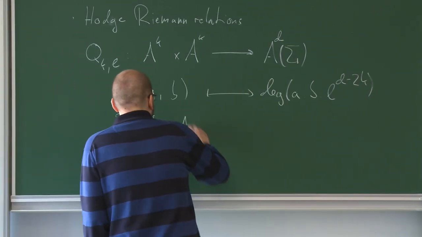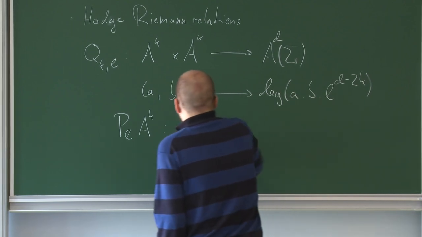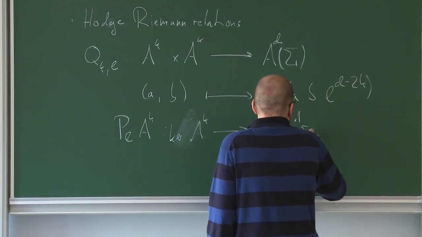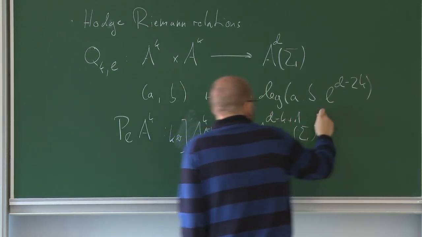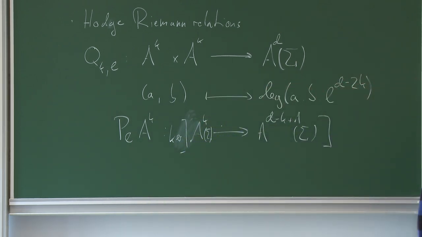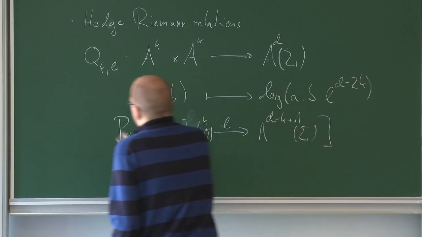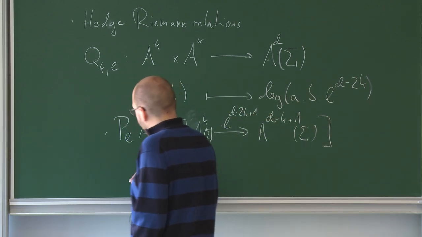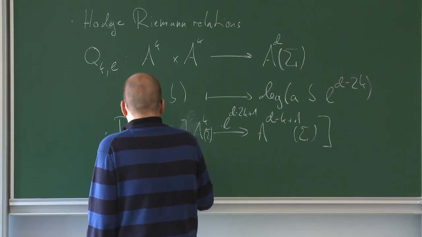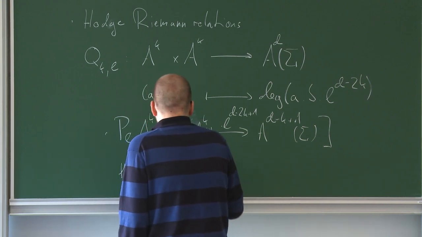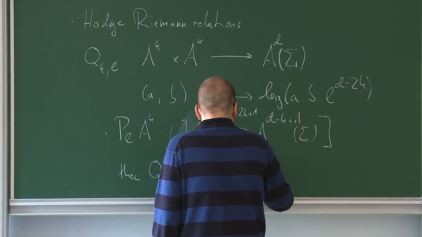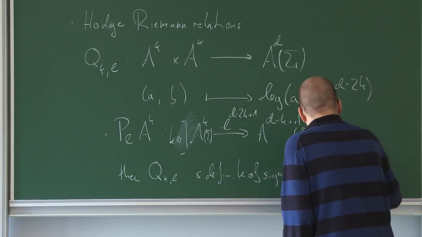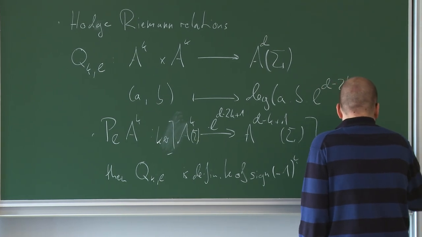Where was I? I wanted to say what this is. So I take P^k_L A^k, and this is the kernel of the map from A^k to A^{d-k+1}(Σ), induced by multiplying by this element L to the power d-2k+1. And then how are they connected in the Hodge-Riemann relations? Well, we want Q_k^L to be definite of sign (-1)^k on the subspace P^k_L A^k in A^k(Σ).